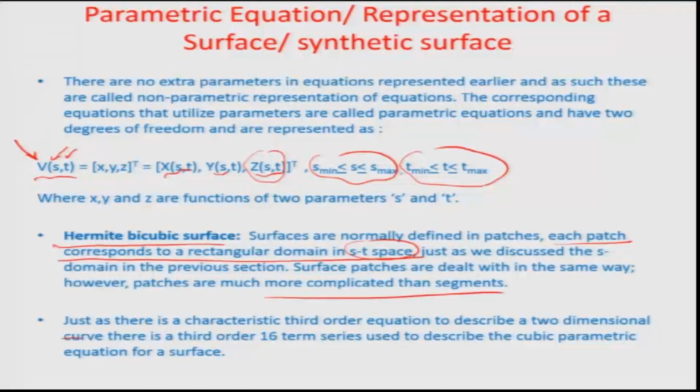And just as there is a characteristic third order equation to describe two dimensional curves, there is a third order, 16 term series to describe the cubic parametric equation for a surface, which I am going to outlay before you now. Let us say an array of points is described by V, which is a function of two parameters s and t, represented as the sum over i varying from 1 to 4 and j varying from 1 to 4 of a_ij, s to the power i, t to the power j.